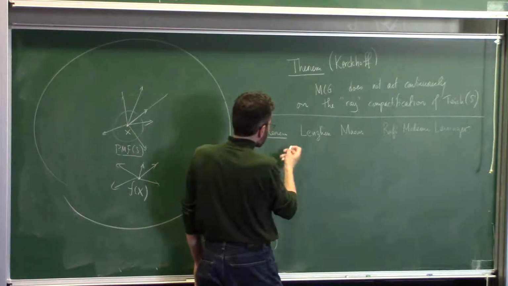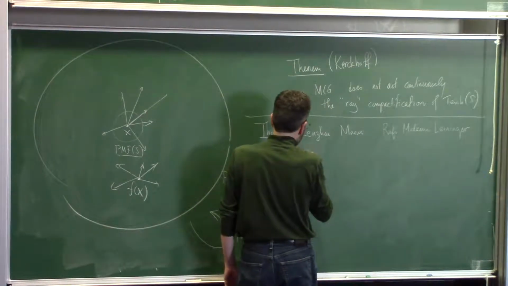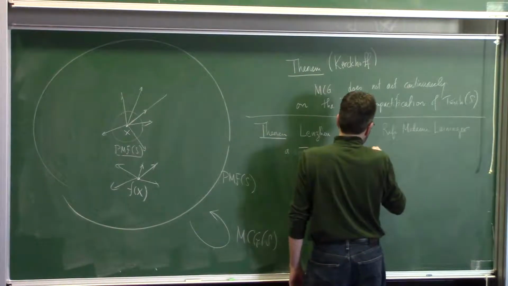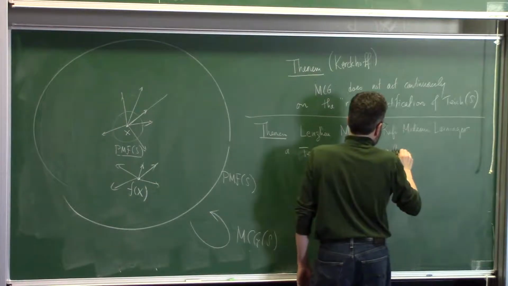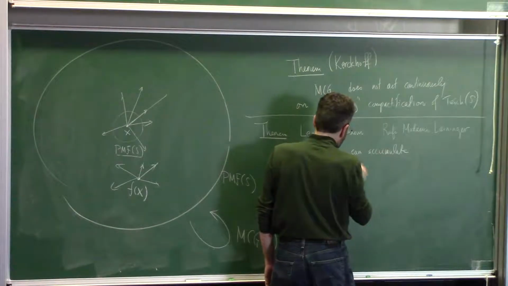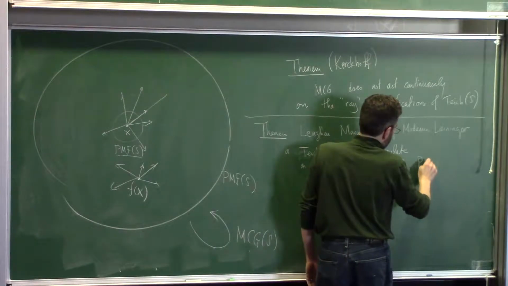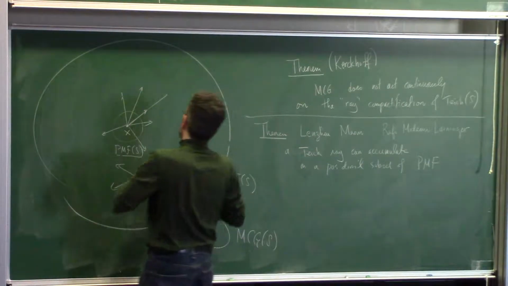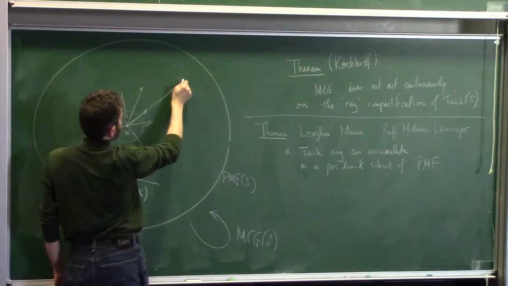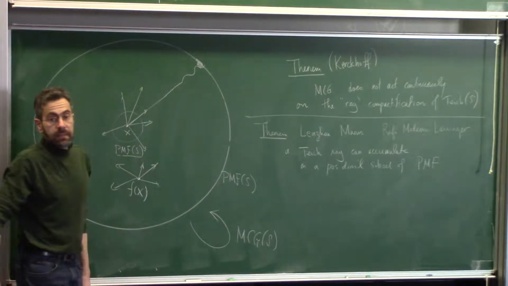And the statement is basically that a Teichmüller ray can accumulate on a positive dimensional subset of PMF. In fact, there's more you can say, but let me just say it in this weak way. So if you draw the picture in Thurston's compactification, this thing goes to infinity. It has to accumulate somewhere, and the answer is that it accumulates on a positive dimensional subset.